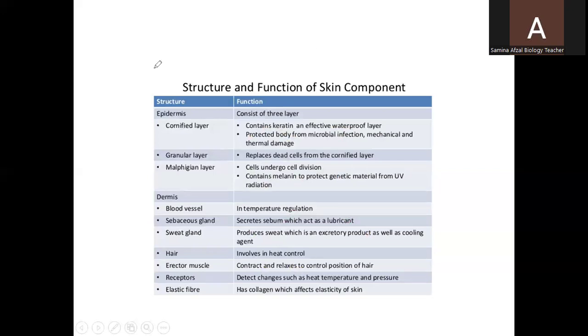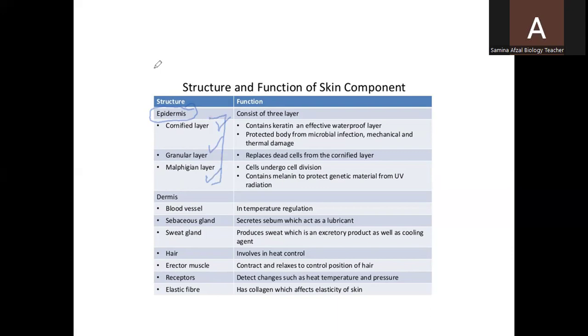Now, the functions of the different parts of the skin are: number one, the cornified layer. Cornified layer is actually the epidermal layer. Cornified layer, granular layer, and Malpighian layer, these three layers make up one epidermis or epidermal layer. So first of all, the cornified layer contains keratin.